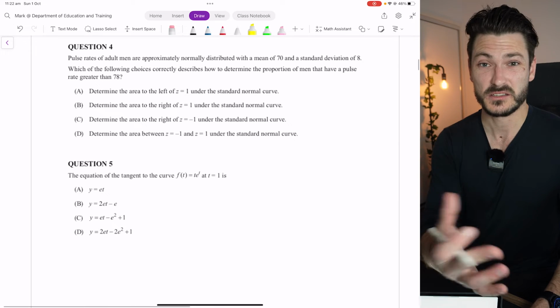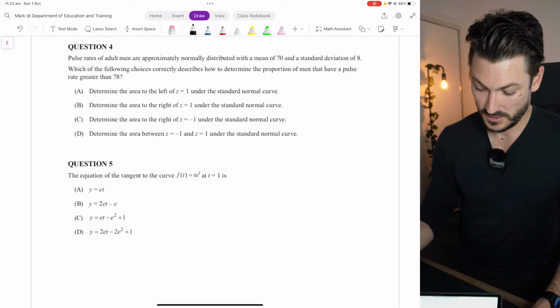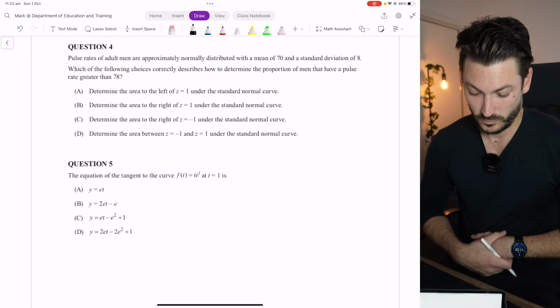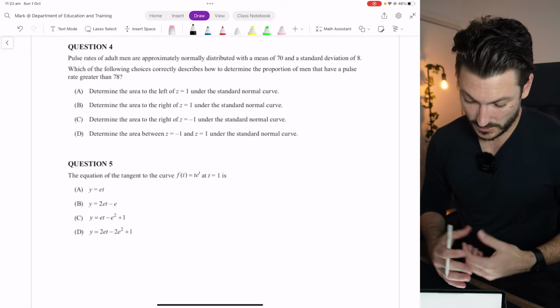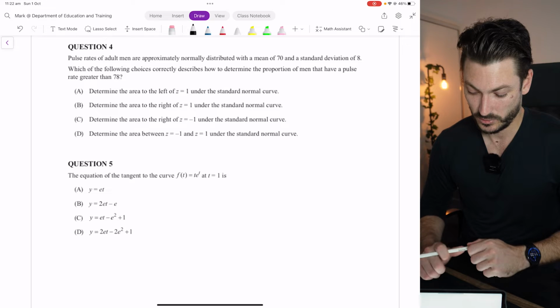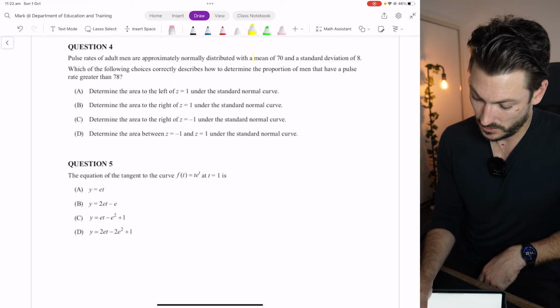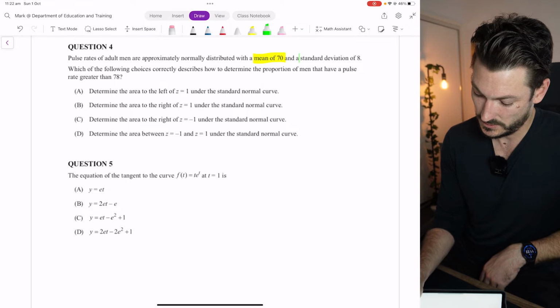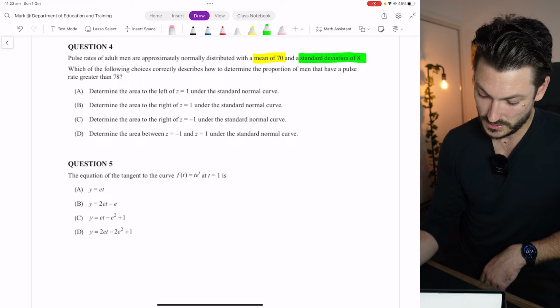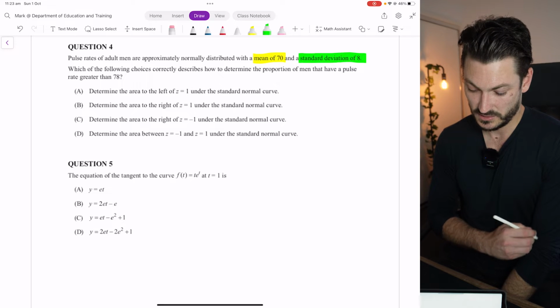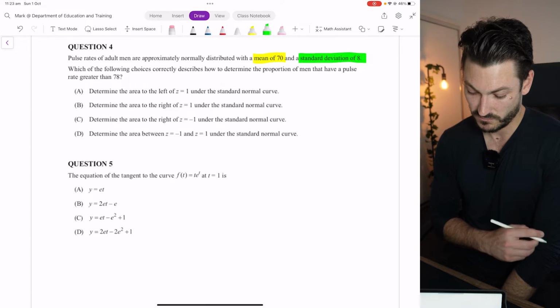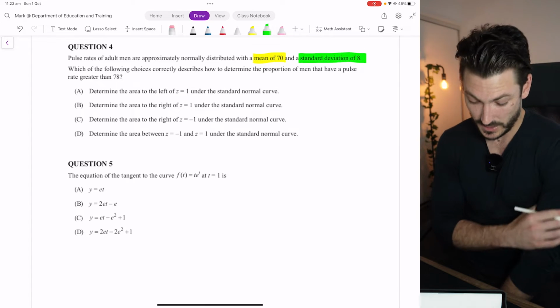Question 4. So 3 integrals in a row, which is a bit annoying, but it's fine. Pulse rates of adult men are approximately normally distributed with a mean of 70. So I'm going to highlight that, mean of 70, standard deviation of 8. And the question is, which of the following choices correctly describes how to determine the proportion of men that have a pulse rate greater than 78?